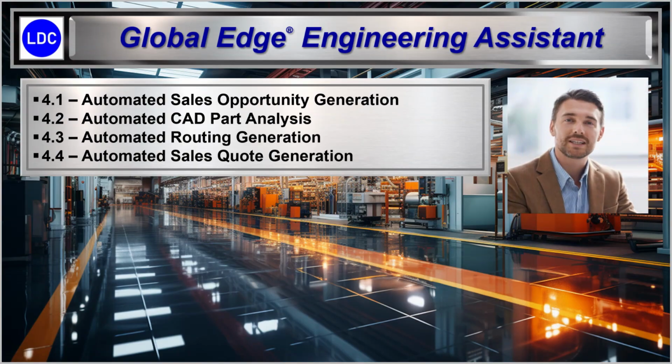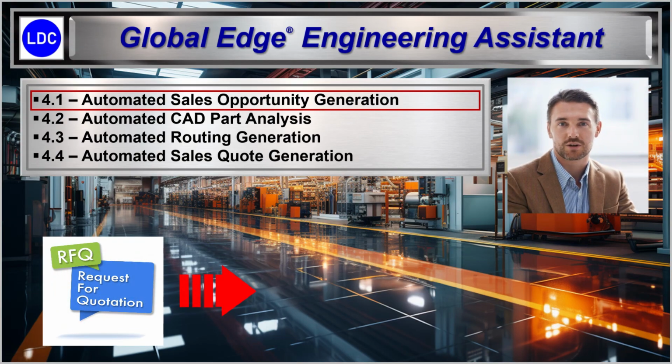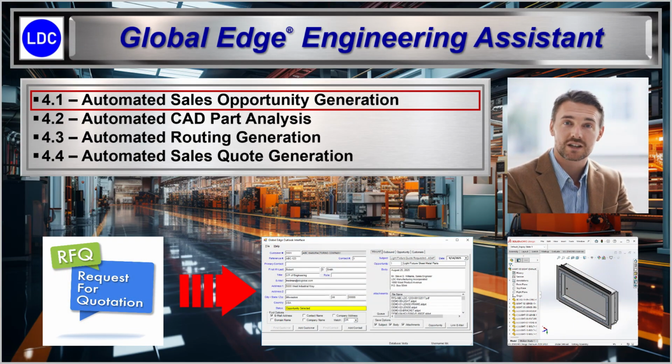Step 4.1 begins with automated sales opportunity generation, which automates the creation of sales opportunities by managing incoming requests for quote submissions and streamlining the entire quoting workflow. This includes automating the key steps required to process requests for quotes, generating sales quotes, and effectively managing opportunities throughout the sales cycle.